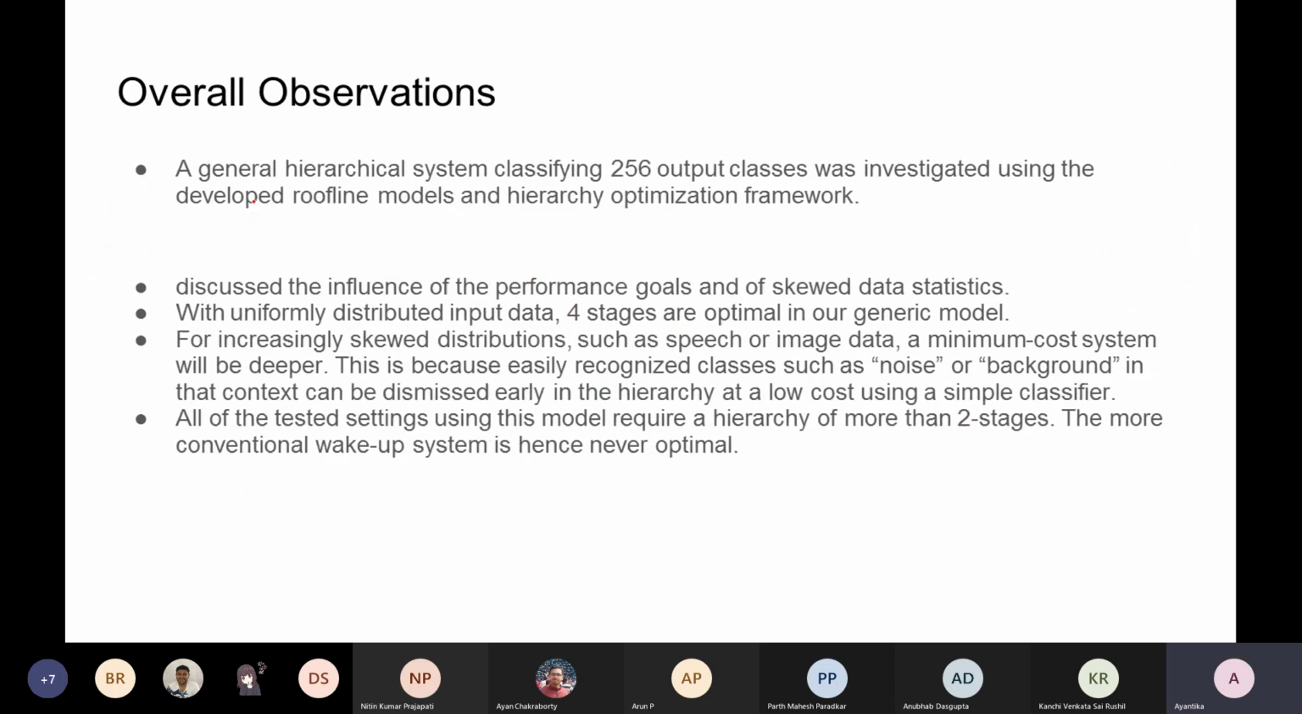So from there, we have combined the overall observations. That is, we have discussed the influence of the performance goals and data statistics, and, like noise background, when we can remove it in the early stage if these statistics are skewed and so on. These are whatever we have discussed, that is the repetition. You can go through it.